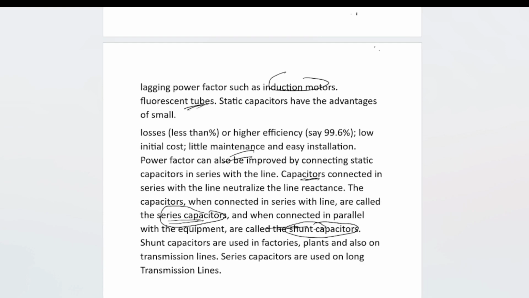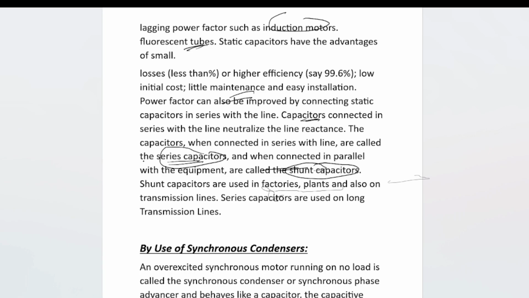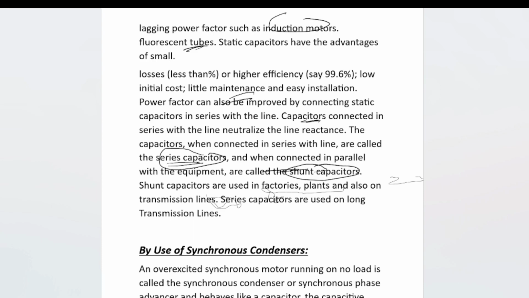You know that shunt capacitors are used in factories, plants, and also on transmission lines. Series capacitors are used on long transmission lines.